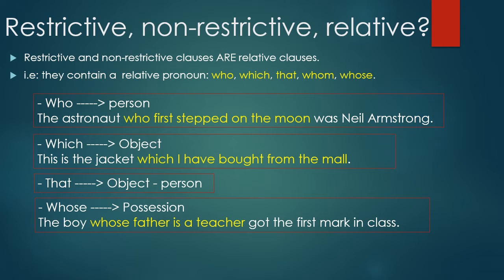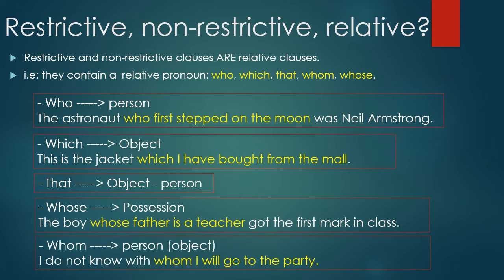Whose is used to talk about possession, okay? As in the example, the boy whose father is a teacher got the first mark in class. The last one is whom, and whom is usually used to refer to a person, but this person is the object in the sentence. The person is either the object of the verb or the object of a preposition, okay? So in this example, I do not know with whom I will go to the party. So we are using whom because we are referring to someone who is the object of the preposition with, and we know we have some other examples of prepositions like to, like for, like in and on and so on, okay?